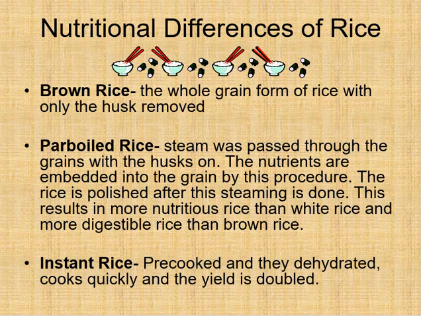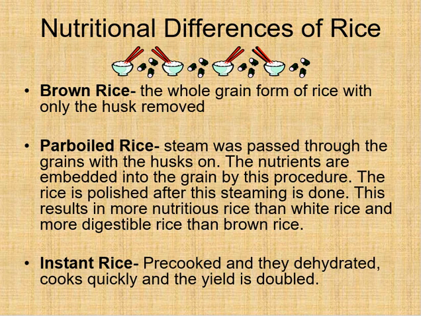So, the nutritional differences of rice. We have several types of rice you can buy at the grocery store. We have brown rice. This is the whole grain form of rice with only the husks removed. Parboiled rice is steamed and passed through the grains with the husk still on. The nutrients are embedded into the grain by this procedure, so that makes it a little bit healthier. The rice is polished after the steaming is done, and this is going to, like I said, give a more nutritious rice than just plain white rice, and it's more digestible than just plain brown rice.